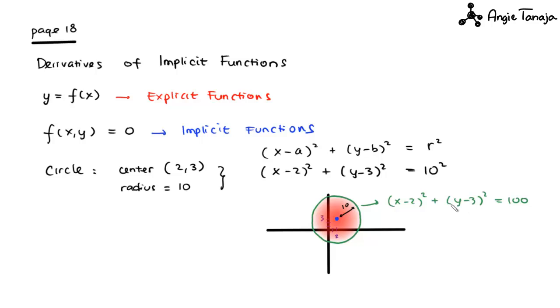This kind of function, you cannot change to be y equals something in terms of x. So we call this an implicit function, because you cannot express y as the only subject in terms of x. So how to do the derivative for an implicit function? There is nothing new actually. Let's take a look at the example.